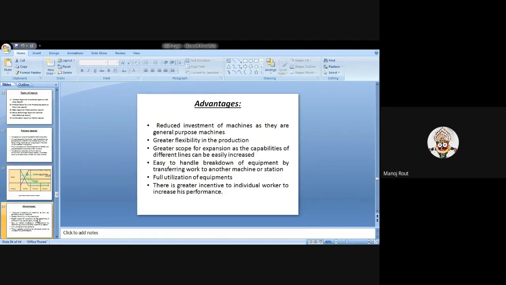The next one is the advantages of process layout. It reduces the investment in machines as they are general purpose machines. There is greater flexibility in production, and greater scope of expansion as the capability of different lines can be easily increased. The next point is that it is easy to handle breakdown of equipment by transferring work to another machine or workstation. Then full utilization of equipment. And the last one is that there is greater incentive for the individual worker to increase his performance. So these are the important advantages as far as the process layout is concerned.